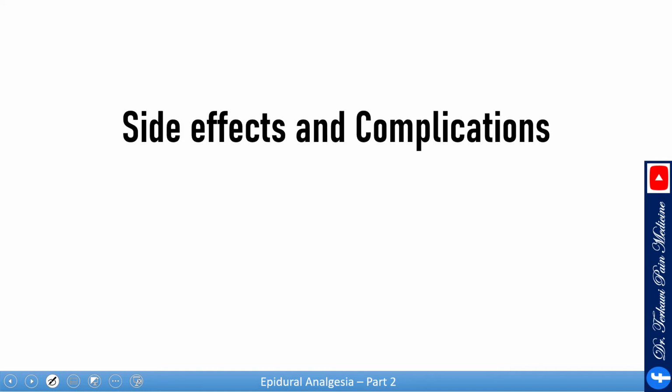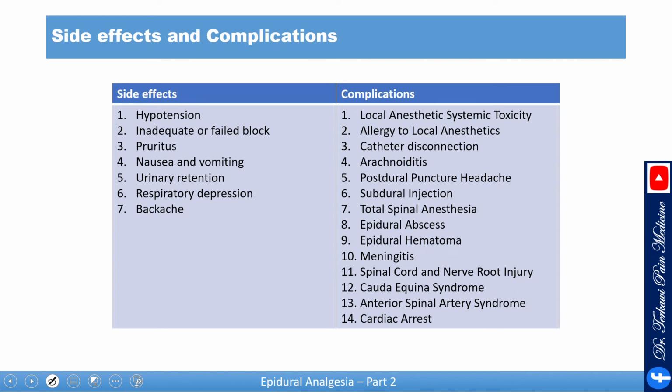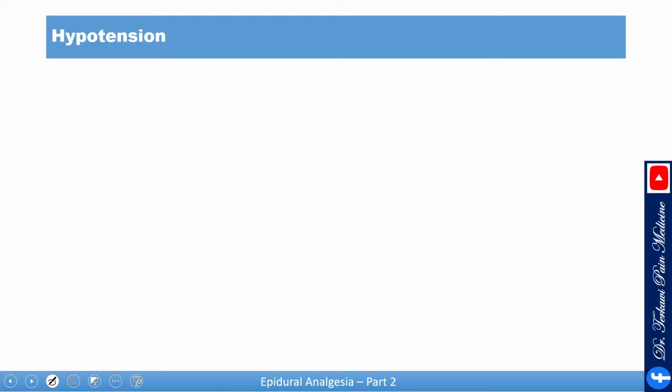Side effects and complications. It's important to distinguish between side effect and complication, and that's very important when you consent the patient. Tell them what the side effects are, so if this happens, they don't think something went wrong, because you might have a perfect epidural and you still have hypotension, right? And this is the complication. So we'll go over each one briefly. Let's start with hypotension.